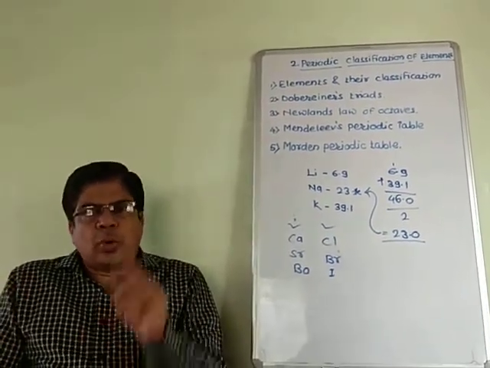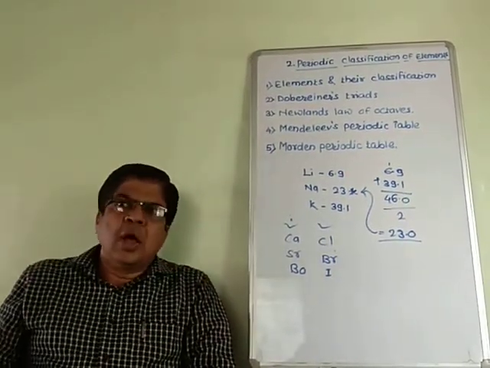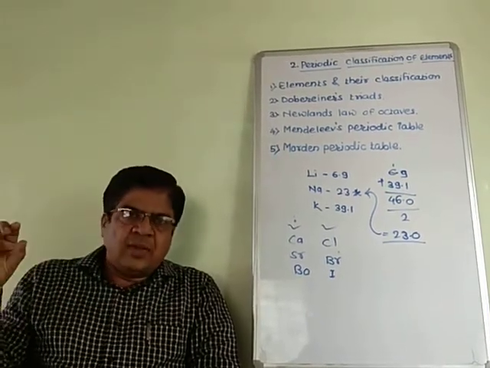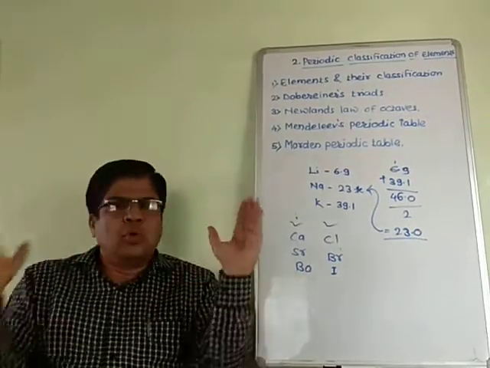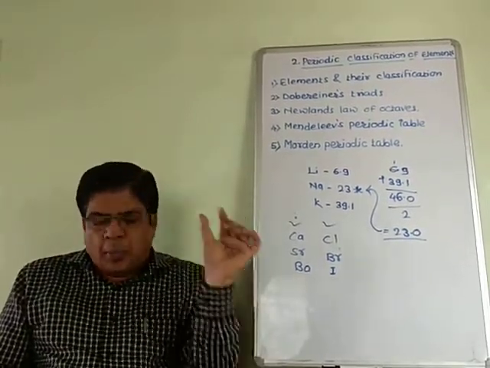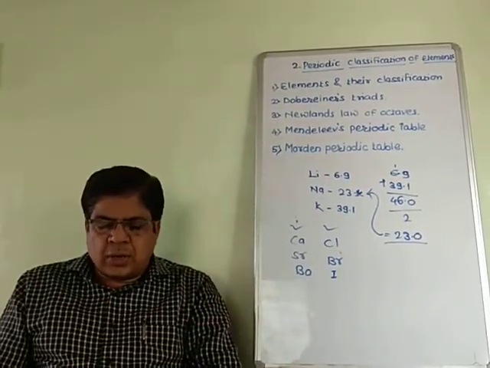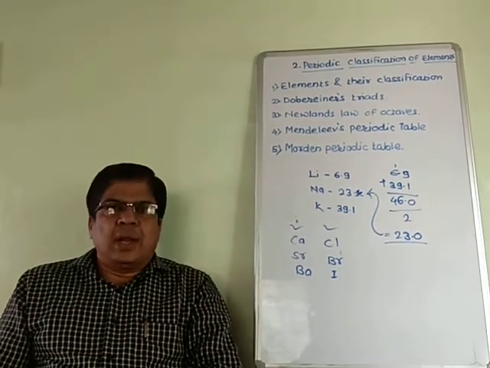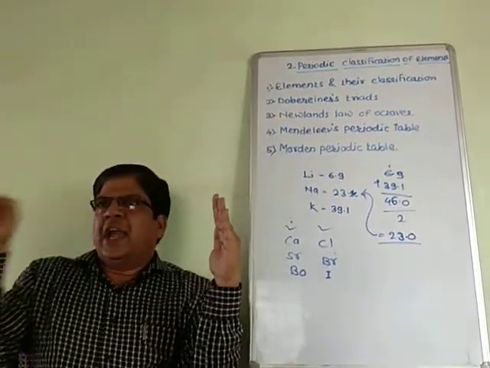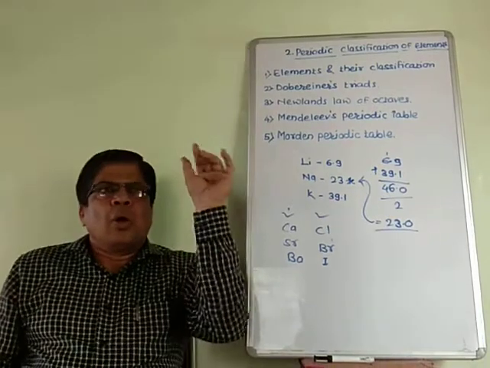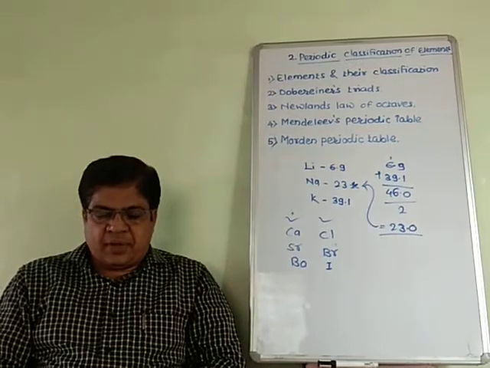There are 7 horizontal rows called periods, and 18 vertical columns called groups. Columns 1 and 2, or groups 1 and 2, together with hydrogen form the S block elements. Suppose this is a modern periodic table; there are 18 columns in the modern periodic table. Column number 1 and column number 2 together form the S block elements.